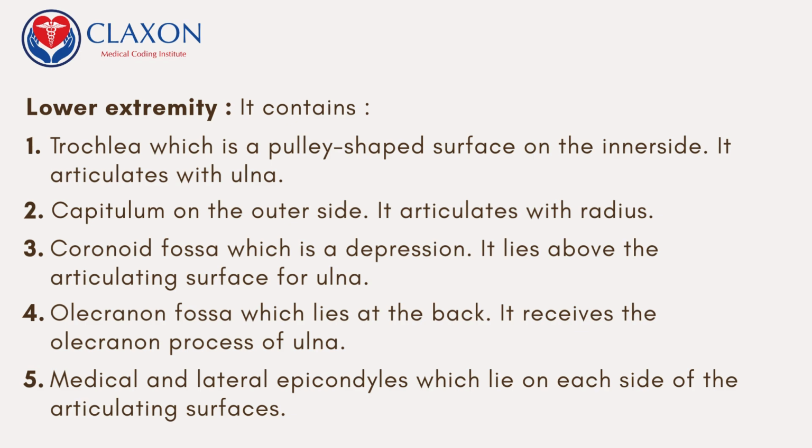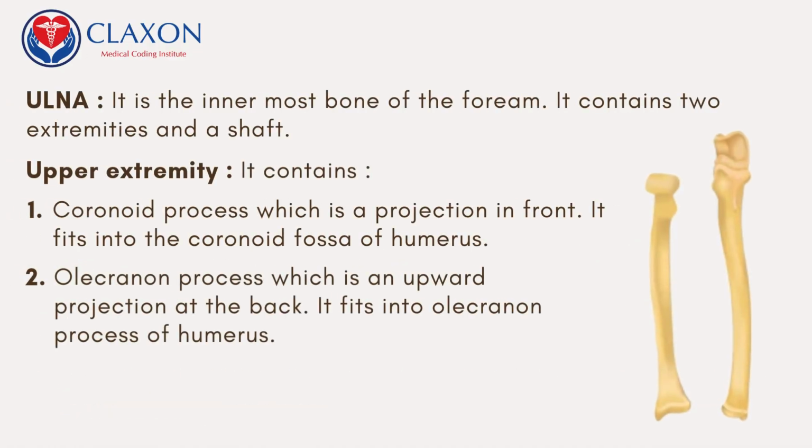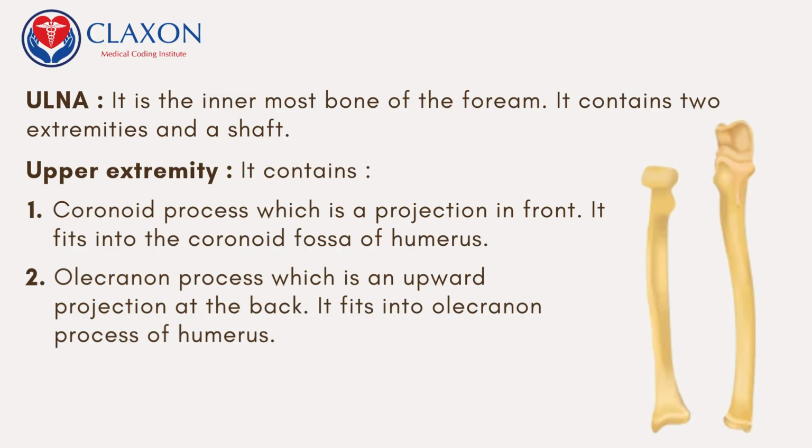5. Medial and lateral epicondyles which lie on each side of the articulating surfaces. Ulna, it is the innermost bone of the forearm. It contains 2 extremities and a shaft. Upper extremity, it contains: 1. Coronoid process which is a projection in front. It fits into the coronoid fossa of humerus.